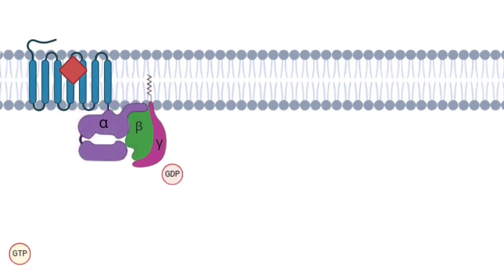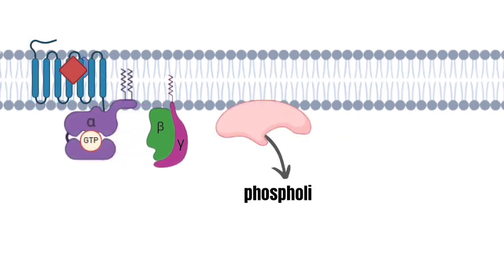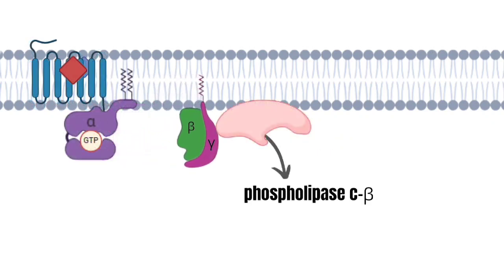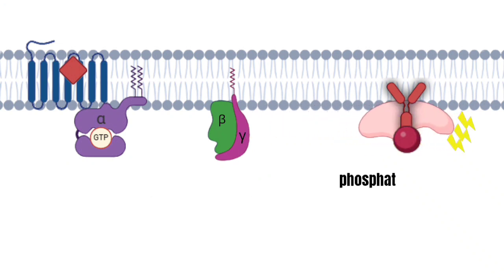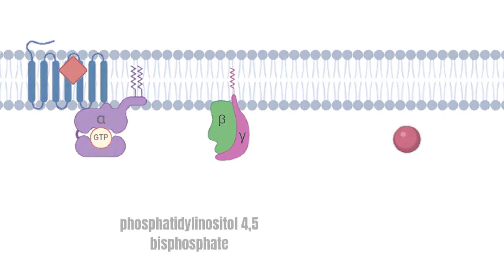It causes the alpha subunit to exchange GDP for GTP, which activates the G protein. The beta-gamma complex of activated G protein dissociates from the alpha subunit and moves along the membrane to activate an enzyme called phospholipase C-beta. The activated phospholipase C-beta interacts with phosphatidylinositol 4,5-bisphosphate in the cell membrane.